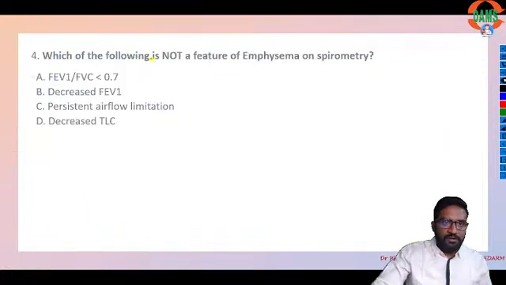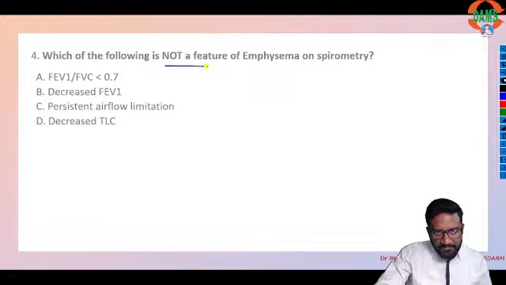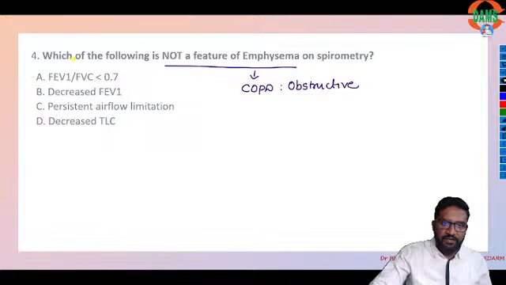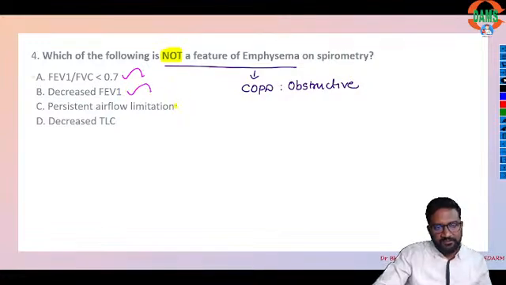Then same pattern: which of the following is not a feature of emphysema spirometry? We know that emphysema is nothing but a COPD subtype, so it is an obstructive lung disease. They are asking what is not a feature. What all can happen in obstruction? This can happen, this can happen: persistent airflow limitation. But emphysema is characterized by increased TLC. Emphysema is not characterized by decreased TLC.